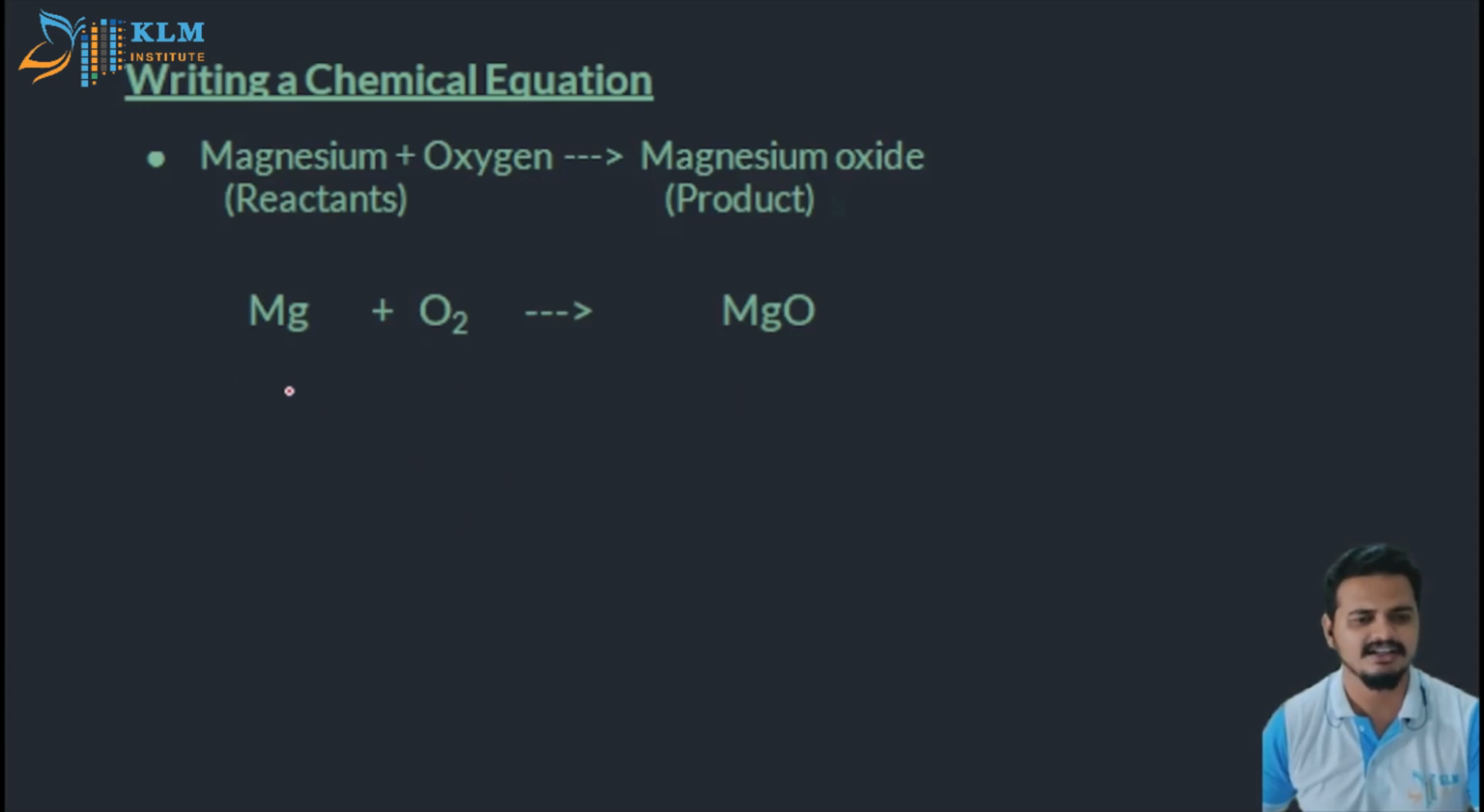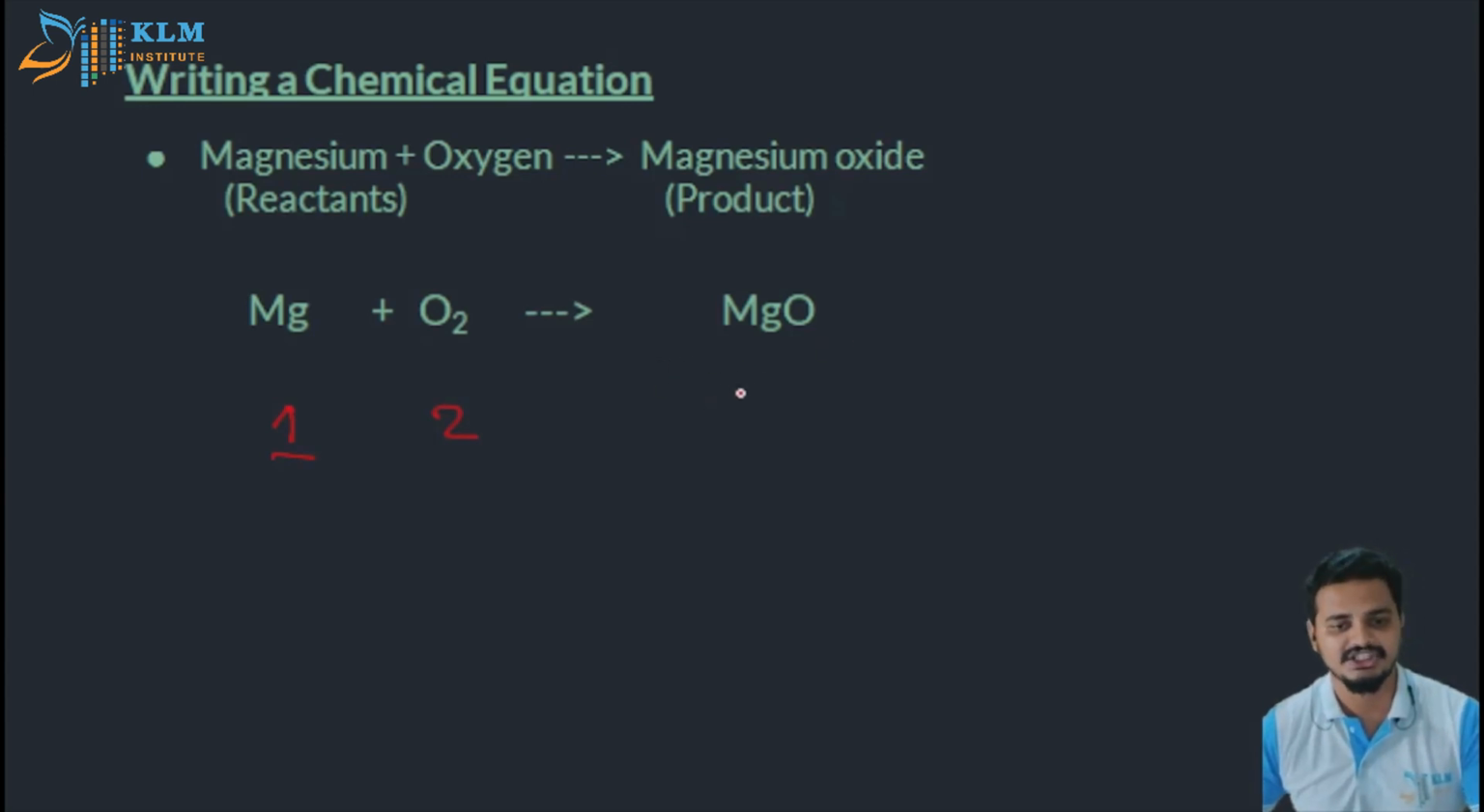Yes, in earlier classes you might have studied that LHS should be equal to RHS. So let's count the number of atoms of each element. Magnesium on the LHS is 1, oxygen on the LHS is 2. Similarly, on the RHS, magnesium is again 1, but oxygen is 1, not 2. So this is called an unbalanced chemical equation.